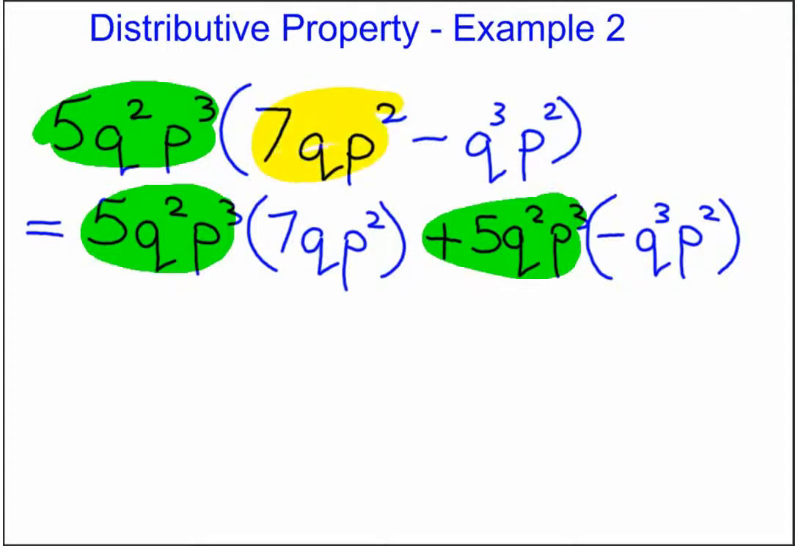In the brackets, you can see we have 7qp squared. There it is, 7qp squared. And we have negative q cubed p squared. And so over here we have negative q cubed p squared.